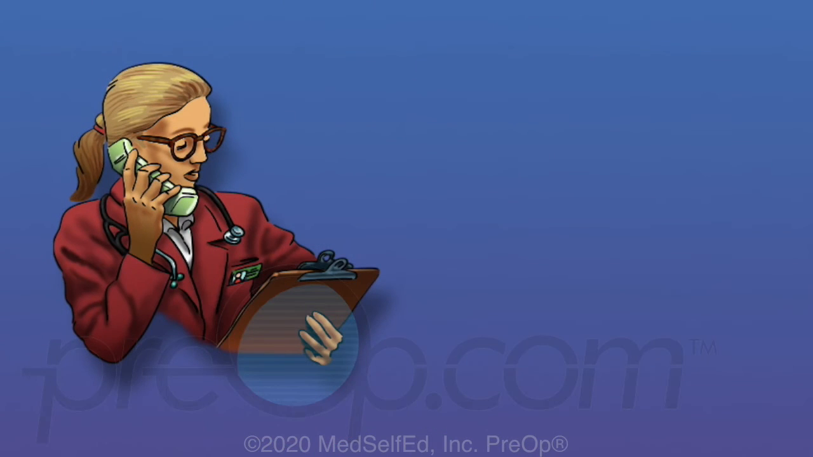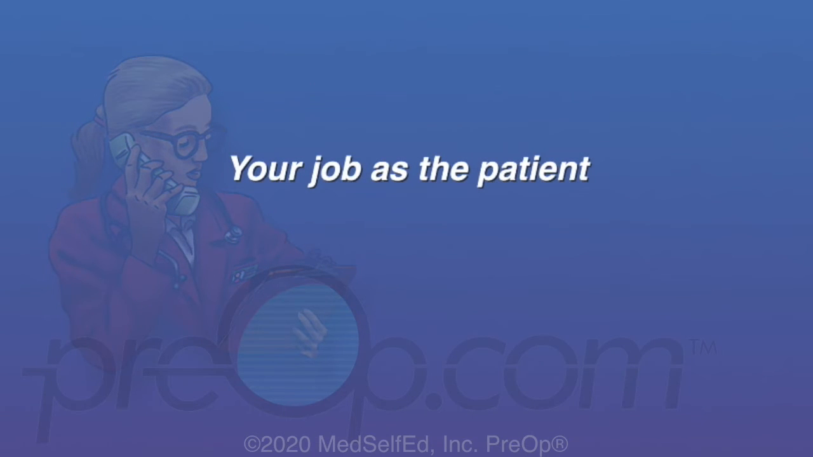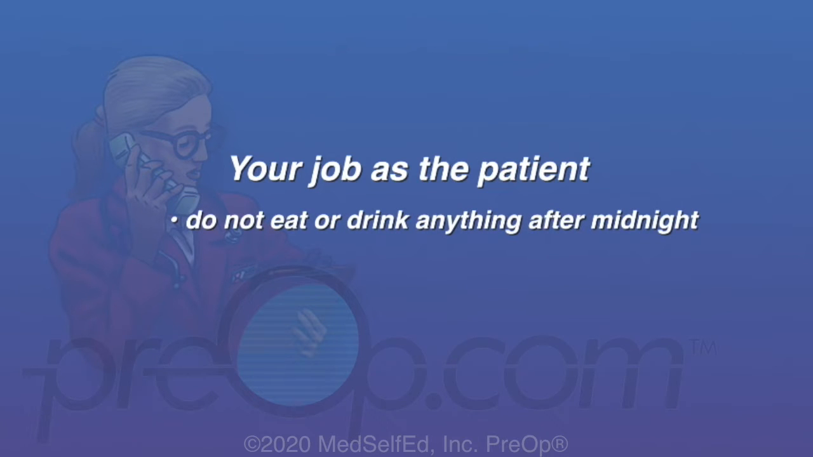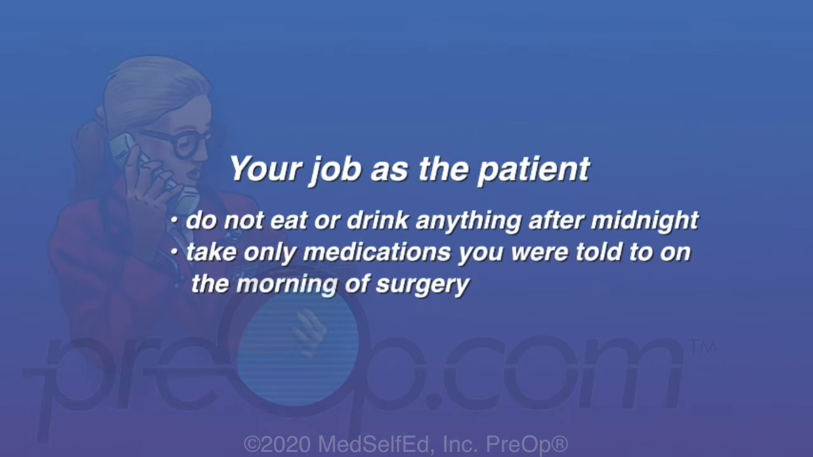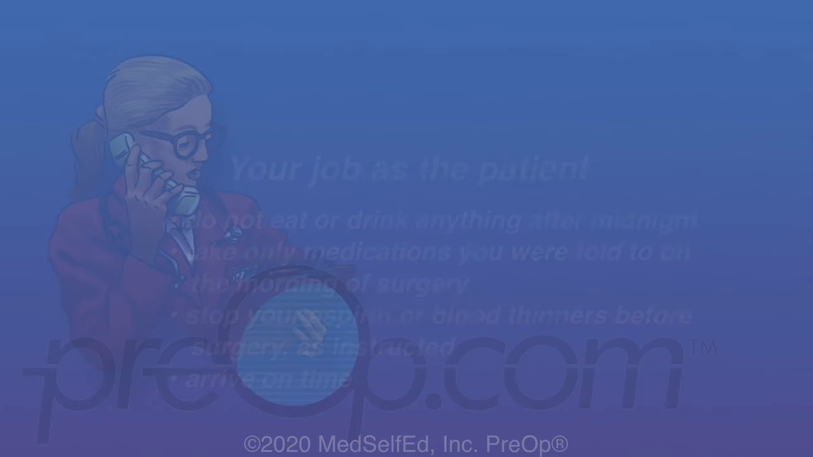To avoid cancellation of your procedure or complications from anesthesia or your procedure, your job as the patient is to not eat, drink, or chew gum after midnight, the night before the procedure, unless you are given different instructions. Take medications you were told to on the morning of the procedure with a sip of water. Follow instructions regarding aspirin and blood thinners before surgery, as you may be asked to stop or continue taking them depending on your situation. And arrive on time.